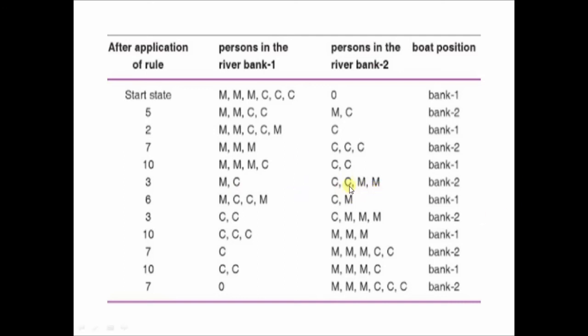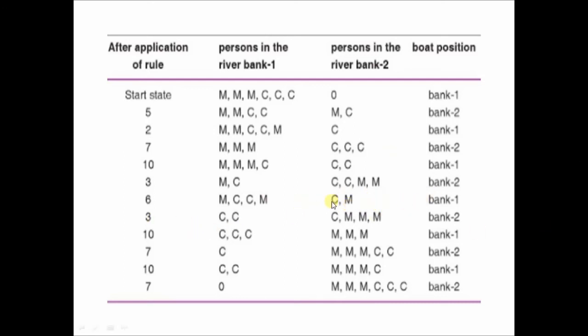Now what we do is 1 missionary and 1 cannibal we move from bank 2 to bank 1. Okay? So when they come here, you get 2 missionaries and 2 cannibals on this side, and here there is only 1 cannibal and 1 missionary. Fine? Then we are at bank 1.